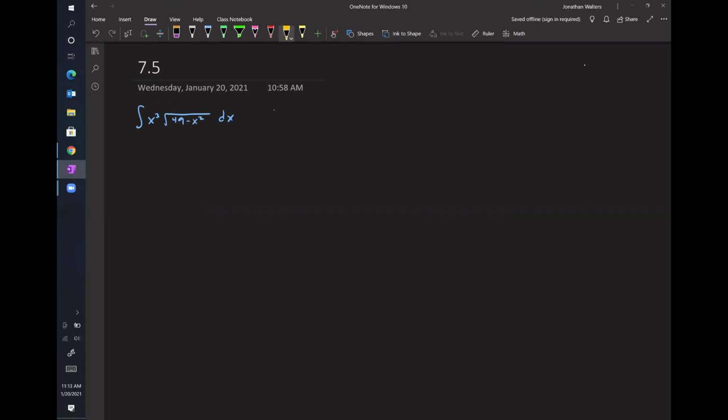All right, so what are we going to let x equal? It's all based off the radical. 7 sine theta, exactly, because I have number minus variable squared. Take the square root of that number, it's 7 times sine theta. So then dx is going to equal 7 cosine of theta d theta.